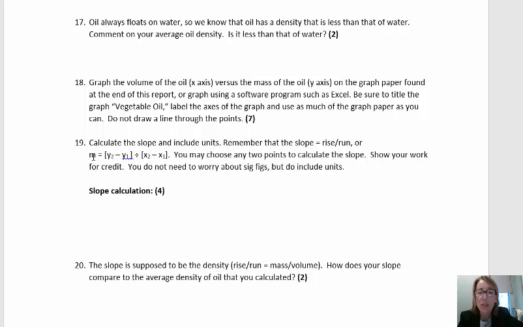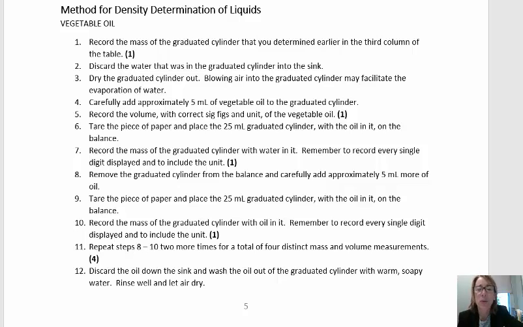When you calculate the slope, here's the formula right here. The slope is lowercase m equals y2 minus y1 divided by x2 minus x1. You can choose any 2 points that you like. And don't worry about sig figs for this, but do include your units. And once you get through the first calculations, then the second one will be way easier.